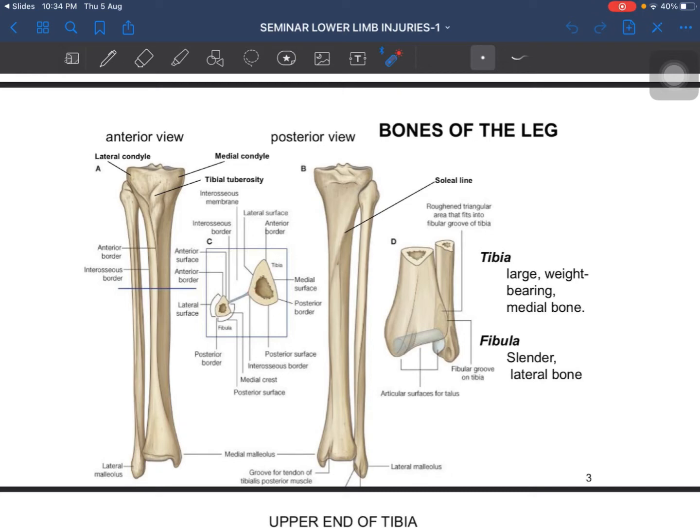For the fibula, it has posterior surface, lateral surface, and also anterior surface. Between the anterior surface and lateral surface, it has the anterior border. Between the lateral surface and the posterior surface, it has the posterior border. Between the posterior surface and the anterior surface, it has the medial crest. And there is a membrane between the tibia and fibula, which is known as the interosseous membrane.